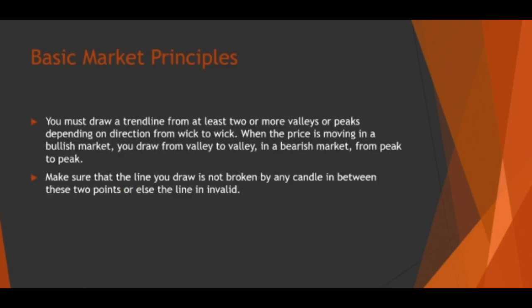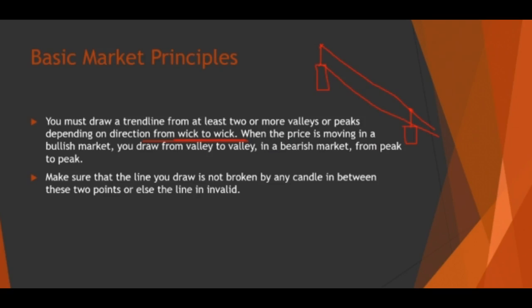Okay? So, first things first, you must draw a trend line from at least 2 or more valleys or peaks. From wick to wick. Can I highlight that? Can I make that important? A lot of traders make that mistake. From wick to wick. Now, as you know from the candlestick section, this is a wick. Right there, that top is a wick. Meaning this is your trend line. You're drawing from the top of this to that. You're not doing this to this. Not body to body. Wick to wick. Okay? Always wick to wick.